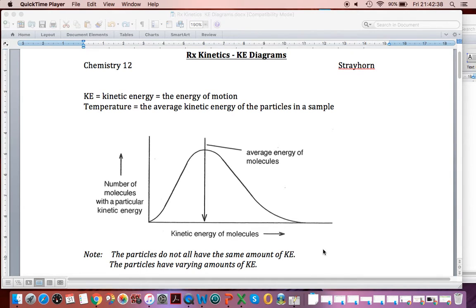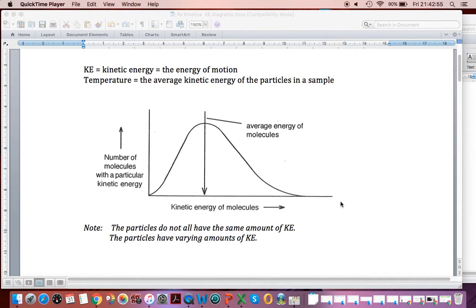Now we want to see how we can affect this in two ways. One, what happens if we change the temperature by increasing temperature, adding energy, or decreasing temperature, removing energy. And also, how is it affected by adding a catalyst?